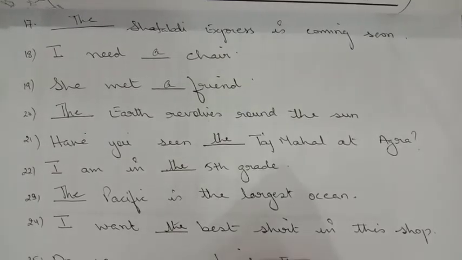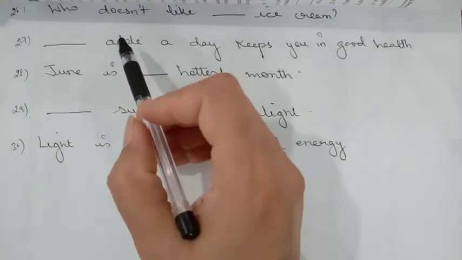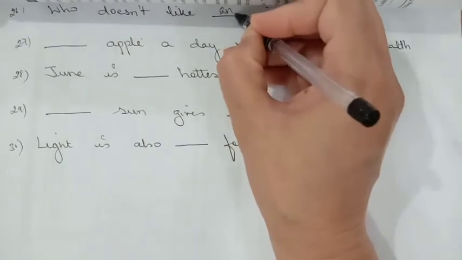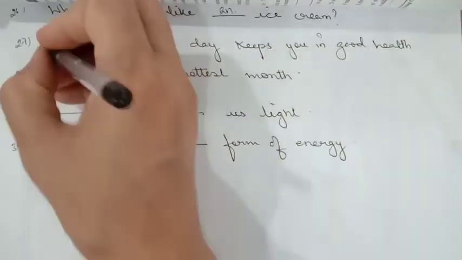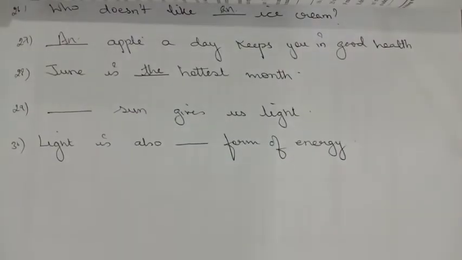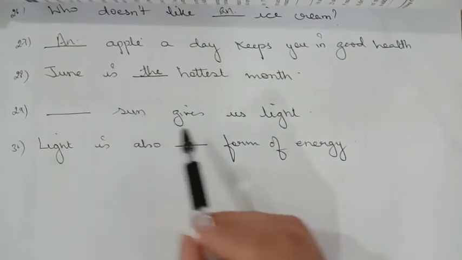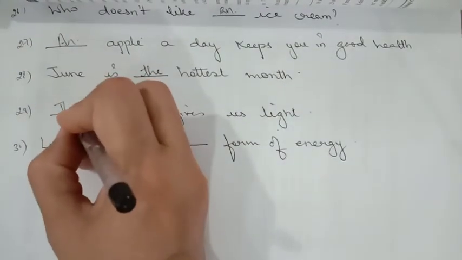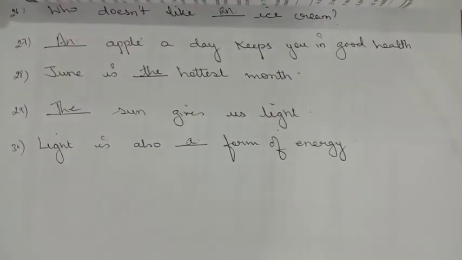Do you see a bird there? Who doesn't like an ice cream? Well, dash apple a day keeps you in good health. An apple. June is the hottest. Then dash sun gives us light. The sun. Light is also a form of energy. So in this way you will be doing your test.